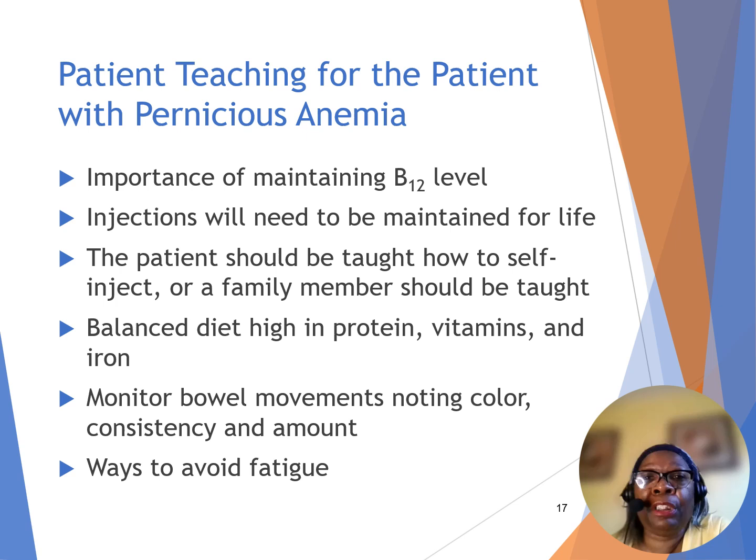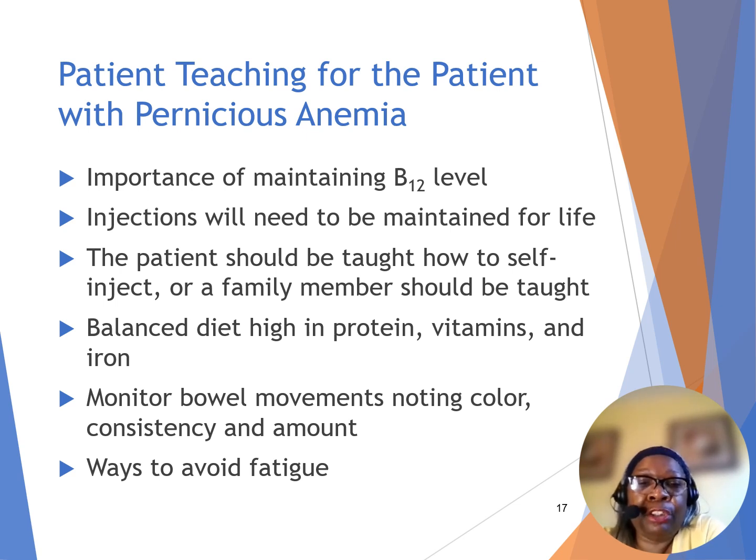I want to bring to your attention a couple of points on this slide. One is the importance of maintaining their B12 level, because why? We need it for what? All cells. We need it for the nerve cells. Okay. The patient should be taught how to self-inject, or a family member if they are having to take the injections. Oh, balanced diet. Balanced diet high in protein, vitamins, and iron. Okay? Proteins, vitamins, and iron.